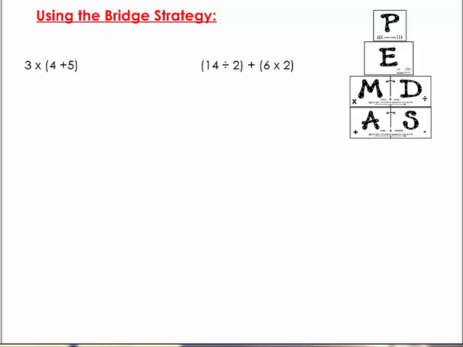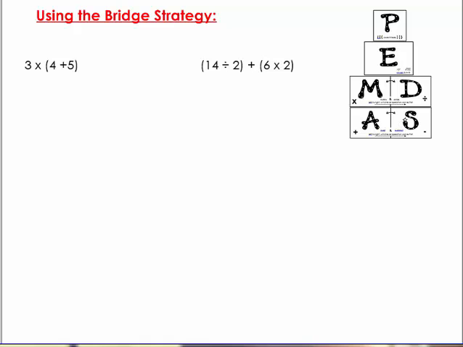And I put my little PEMDAS pyramid here to help us remember the order. Parentheses first. Remember, parentheses first, brackets second, braces third. Exponents are second. Multiply and divide left to right, whichever one comes first. And add or subtract left to right, whichever one comes first.